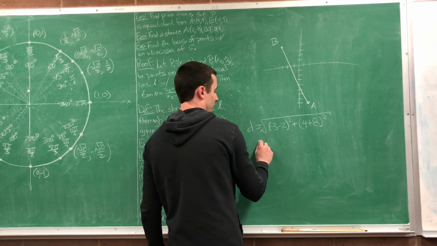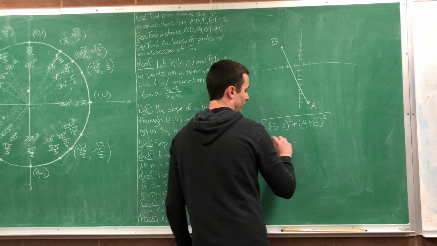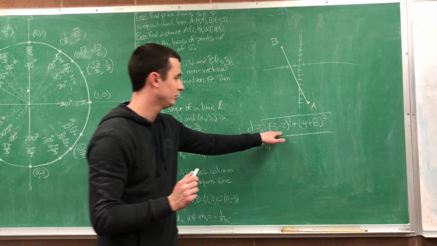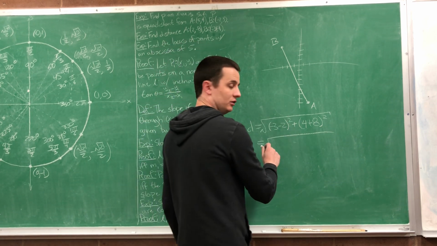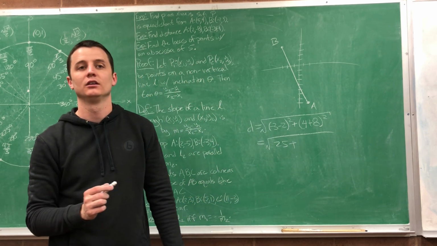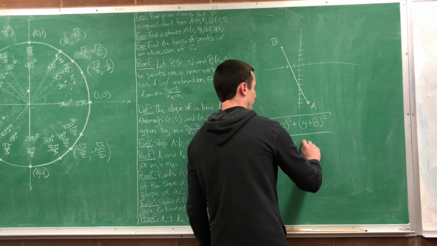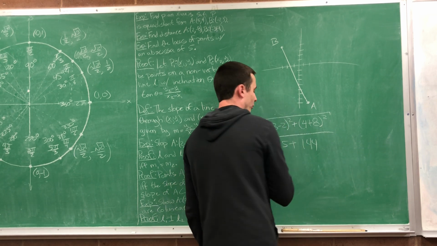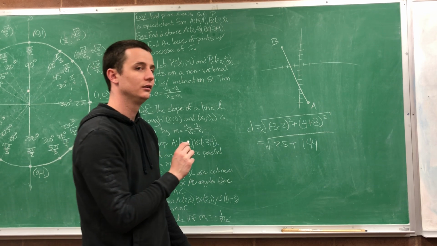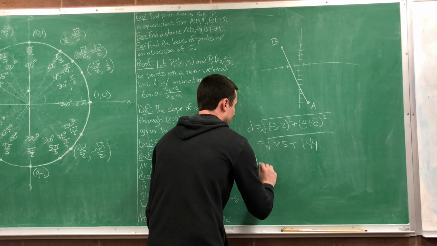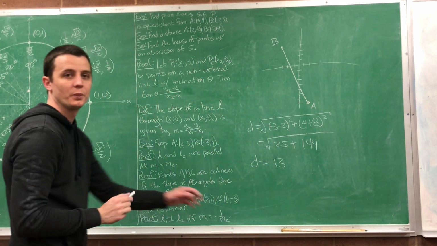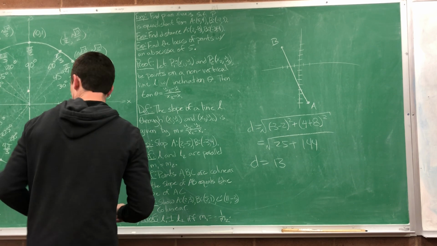Good? So that's equal to the square root of negative 3 minus 2, which is negative 5, squared is 25. Plus 4 plus 8, squared is 144. 144 plus 25 is 169, and the square root of 169 is 13. So our distance is 13. Alright.